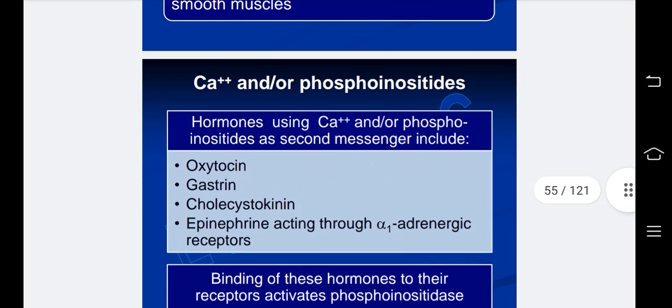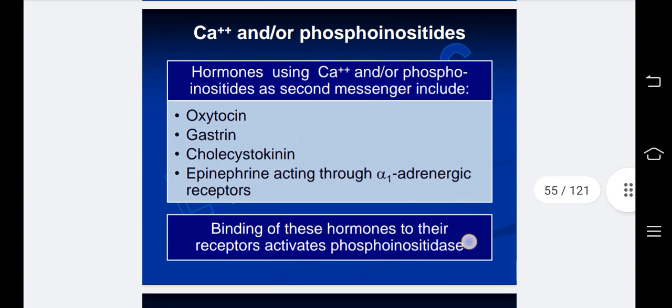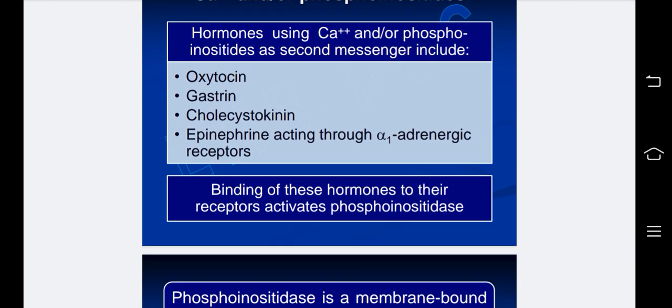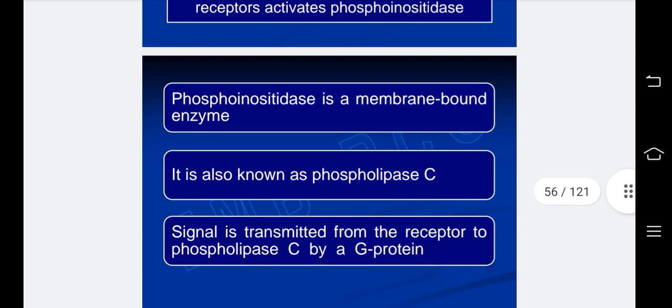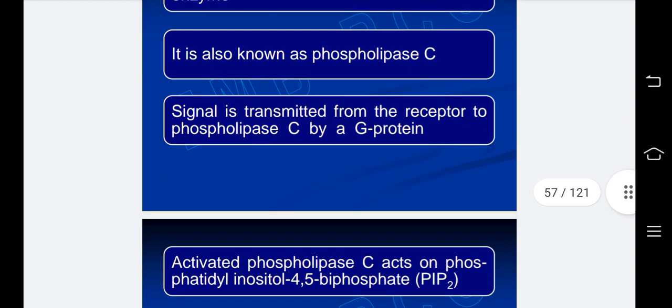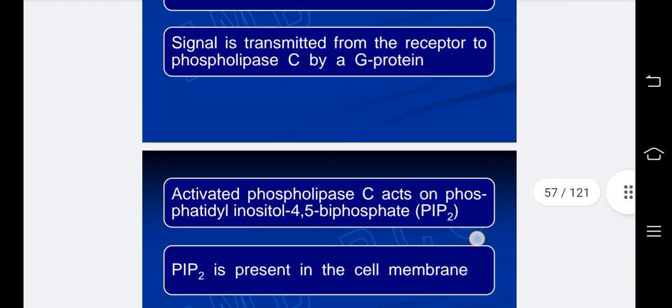Then Ca2+ and phosphoinositides. Hormones using Ca2+ or phosphoinositides as second messengers include oxytocin, gastrin, cholecystokinin, and epinephrine acting through alpha-1 adrenergic receptors. Binding of these hormones to their receptors activates phosphoinositidase. Phosphoinositidase is a membrane-bound enzyme. It is also known as phospholipase C. Signal is transmitted from the receptor to phospholipase C by a G protein.